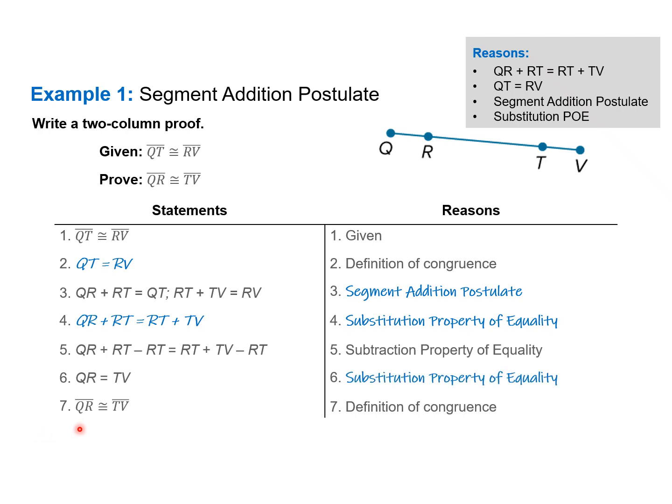And now we can say that line segment QR is congruent to line segment TV by the definition of congruence, because we're saying that if two lengths of two segments are equal, then the two line segments are congruent.